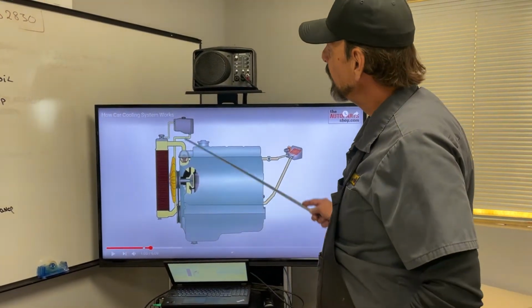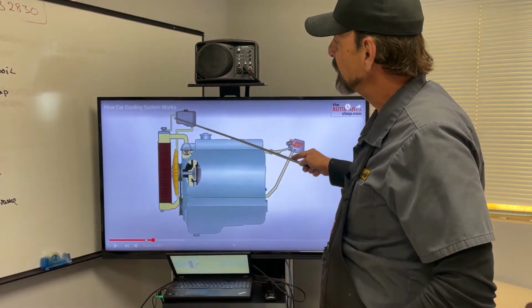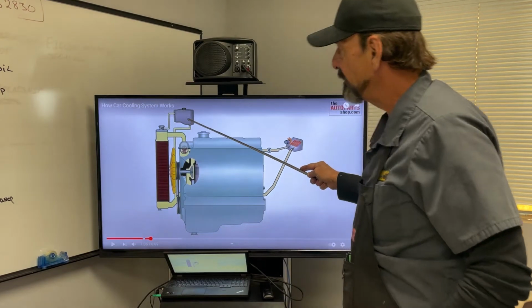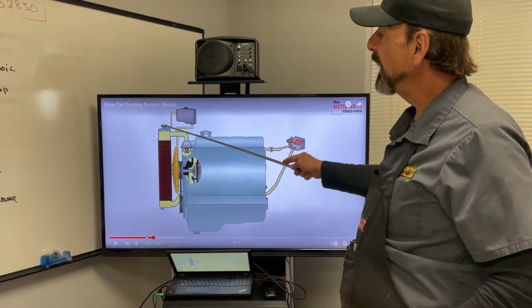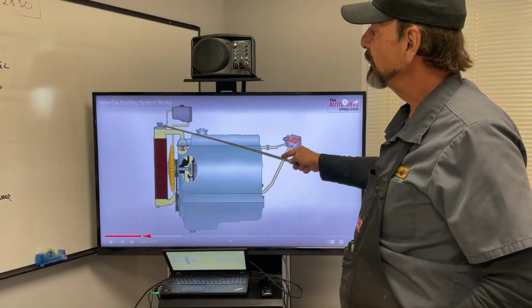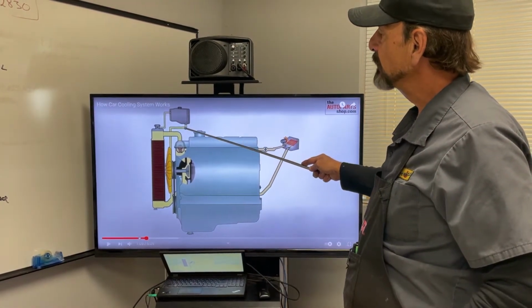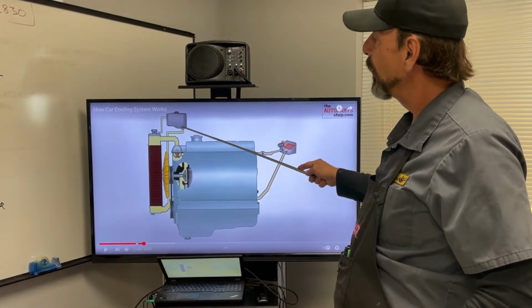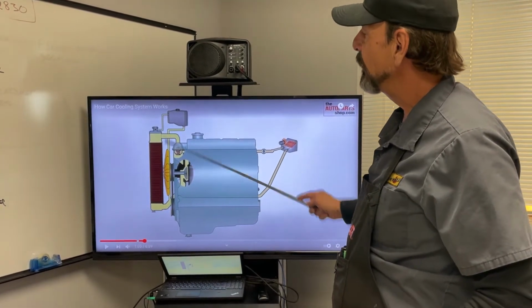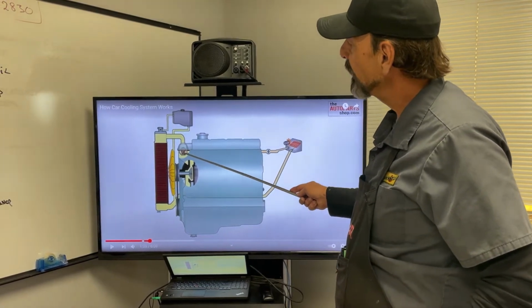Okay, when we look at the expansion tank or the recovery tank, we see that this is not a pressurized recovery tank. It is only relying on the radiator cap, allowing pressure to be released and put into the recovery tank. Then it flows back into the radiator, or it goes back directly into the water pump or the engine block. Remember, this right here is our thermostat.